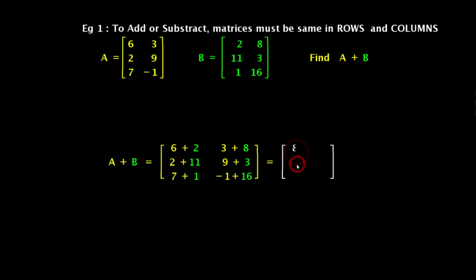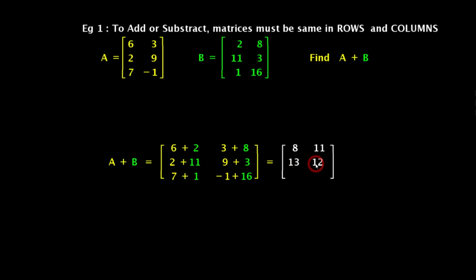6 plus 2, we put the 8 there. 3 plus 8, we put the 11 there. Remember, there is no plus and minus, it's a notation. We will discuss it later, not to worry. Now, 11 plus 2 is a 13 there. 9 plus 3 is a 12 over there.